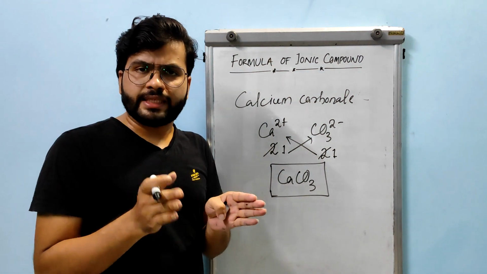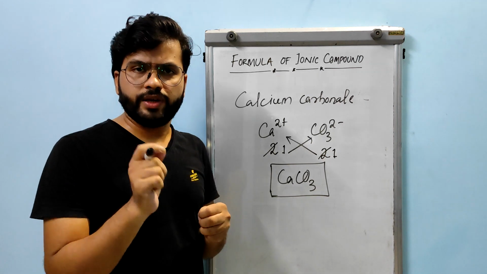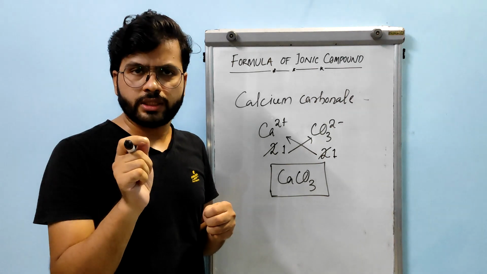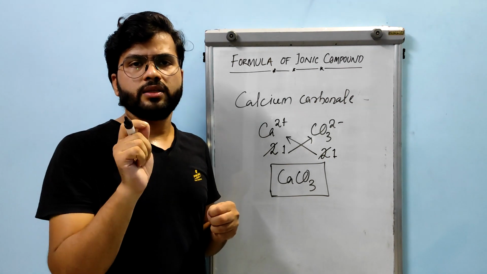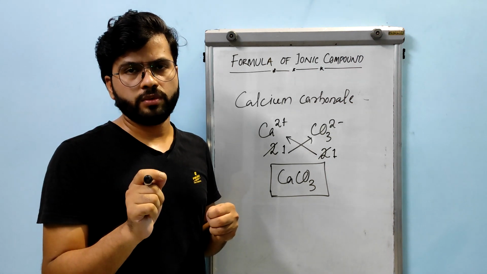From all these examples, I think it is very clear, and you could understand what the steps are to write the formula of an ionic compound. Thank you.